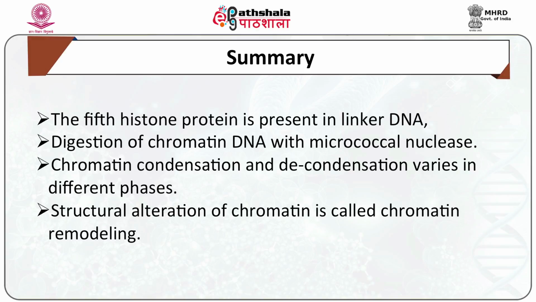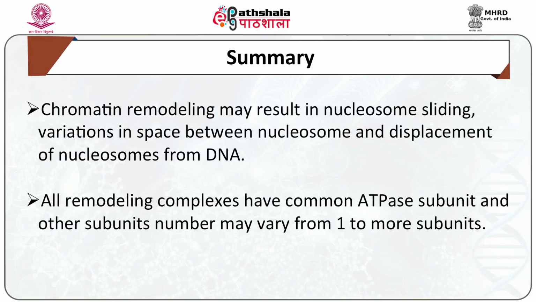Chromatin condensation and decondensation vary in the different phases of a cell. Therefore, chromatin structure alters to allow the expression of a gene. This structural alteration of the chromatin is called chromatin remodeling. Chromatin remodeling may result in nucleosome sliding, variations in the space between nucleosomes and the displacement of the nucleosome from the DNA. All remodeling complexes have a common ATPase subunit and the other subunit numbers may vary from 1 to more subunits.